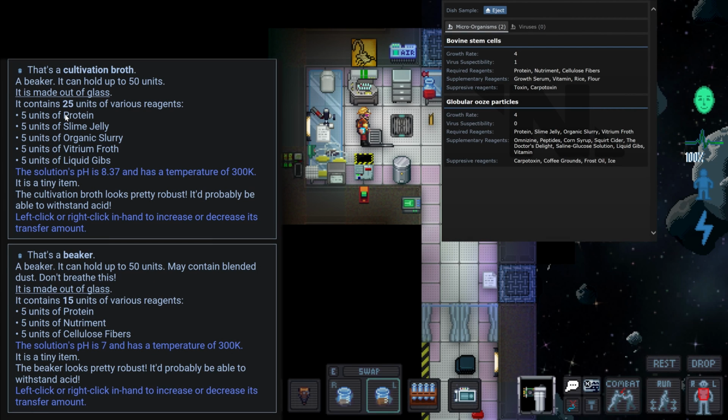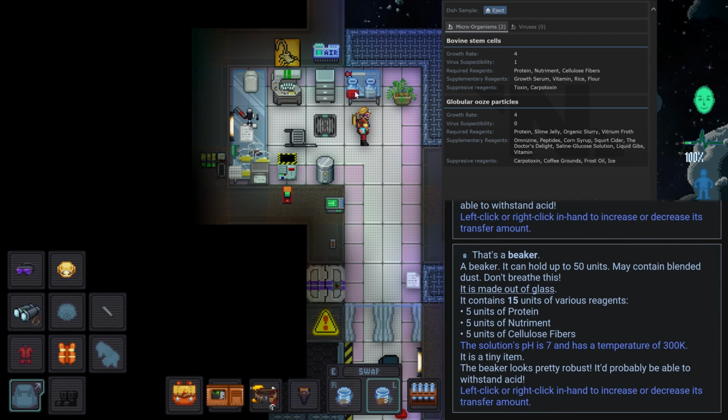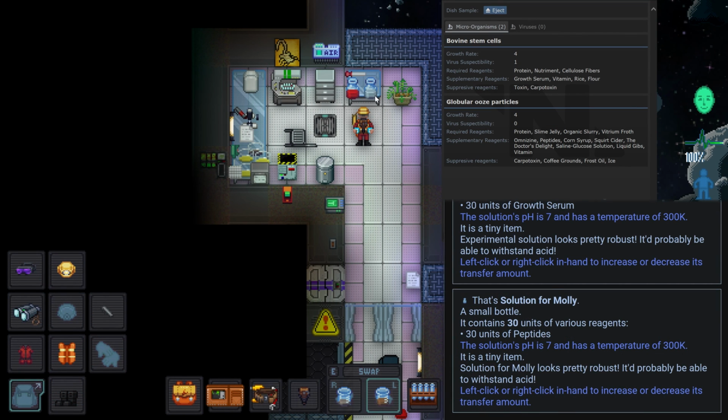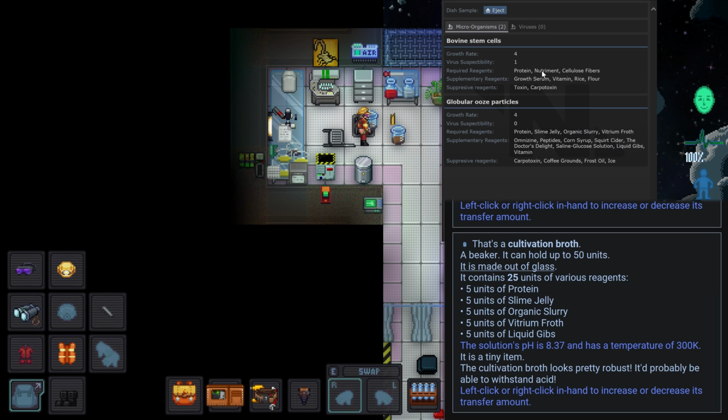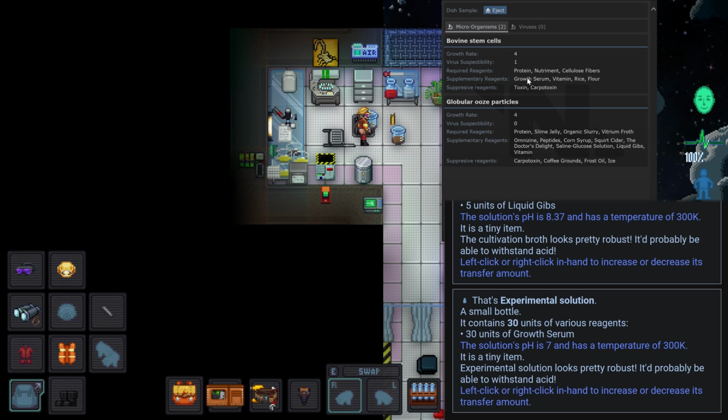I have separated the required reagents, so the cultivation broth beaker now contains protein, slime jelly, organic slurry, Vertum 4th, and some liquid Gibbs. That is also good for this second type of cells. And the other beaker contains just protein, nutriment, and cellulose fiber. That is good for the cow. And I will actually also use these supplementary reagents. So into the beaker for the cow, I will add the growth serum to let the cows grow faster. 5 units will be enough.